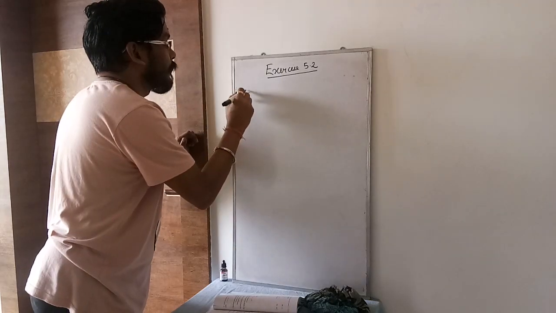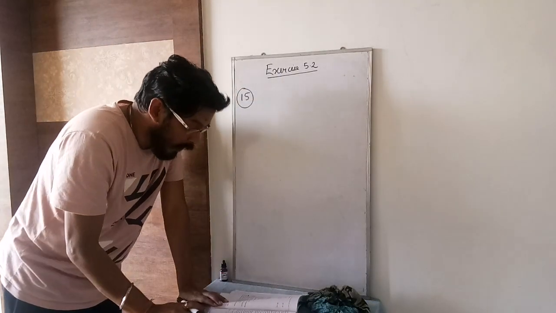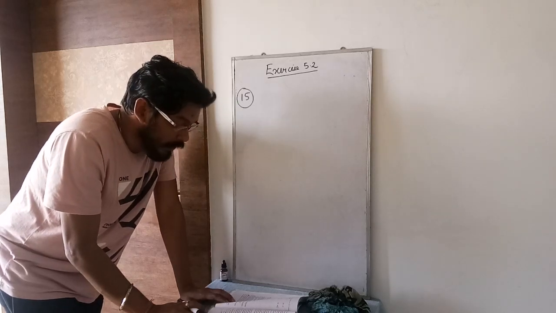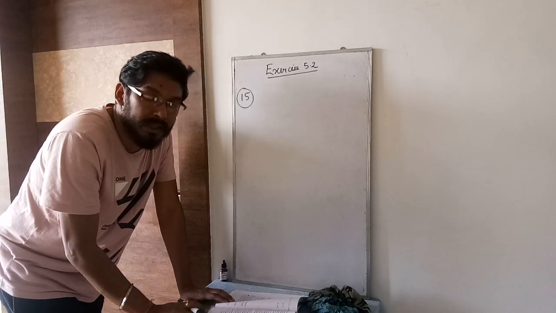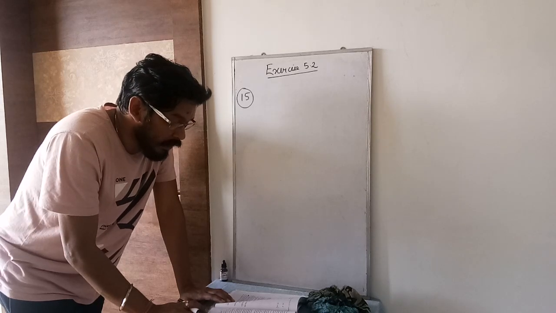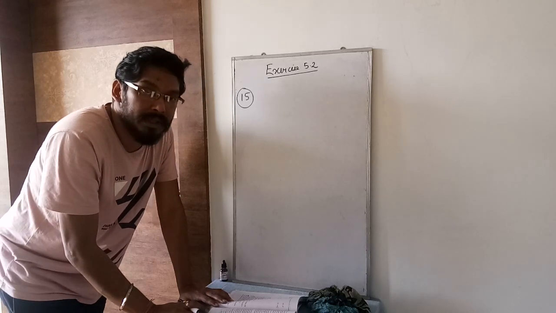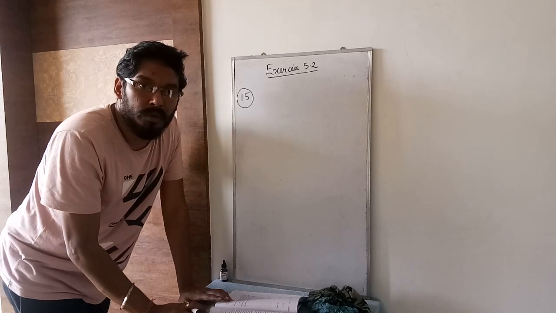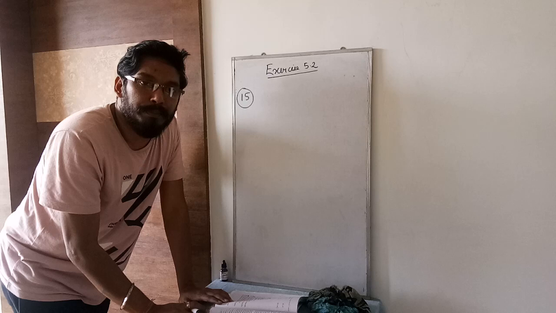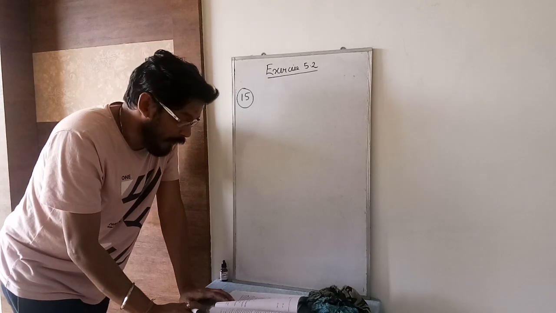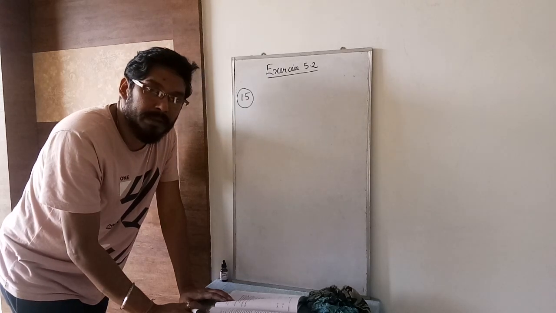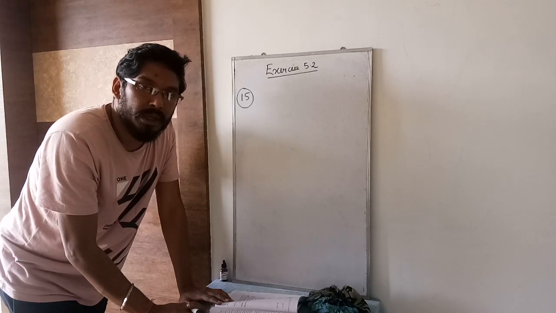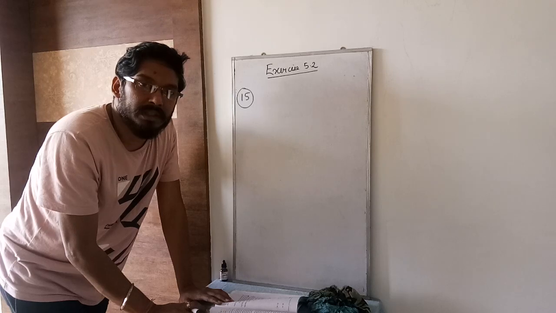Next, question number 15. For what value of n are the nth terms of two APs 63, 65, 67 and 3, 10, 17 equal? Means both the APs' nth term is the same. So the first AP is 63, 65, 67, and so on, and the second AP is 3, 10, 17, and so on, and both the APs' nth term is the same.